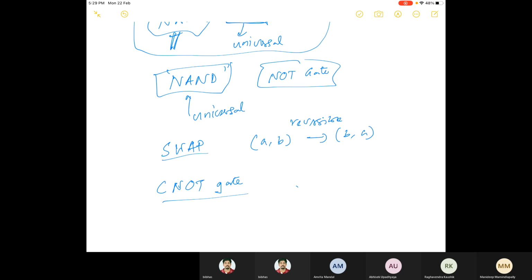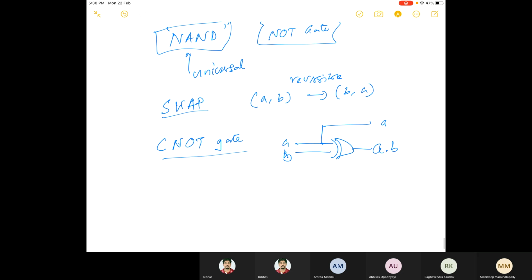The icon which people use for it is like this. Let's say A and B are the inputs, and then they used to write it like this. So this is A. Okay, so control not. This is the control not gate.